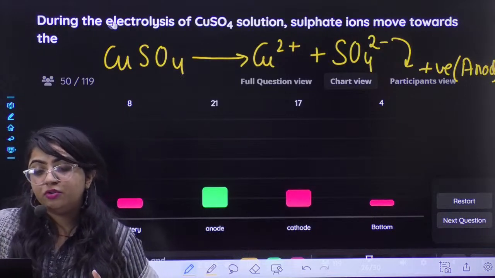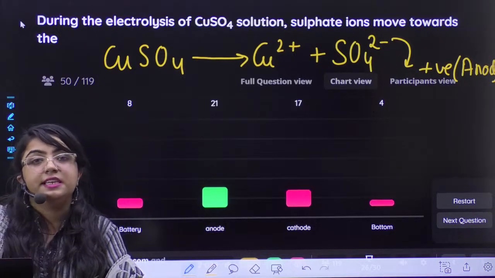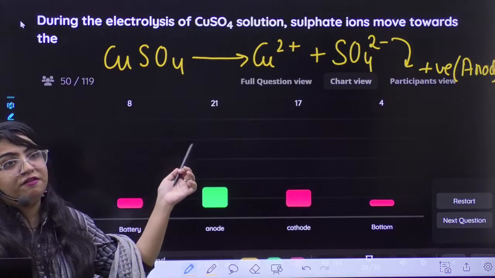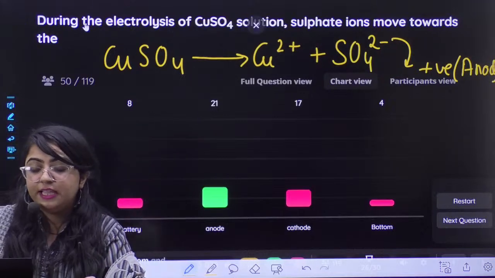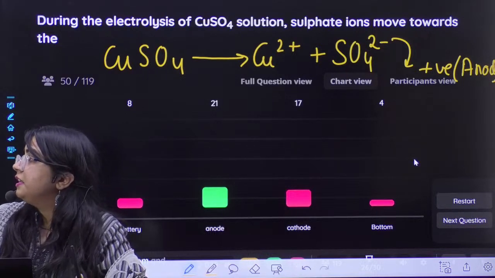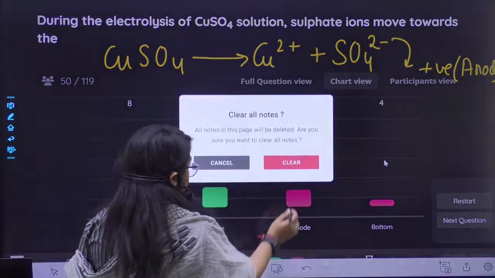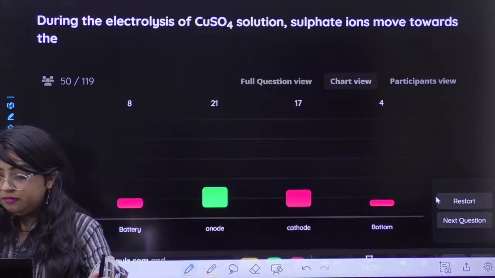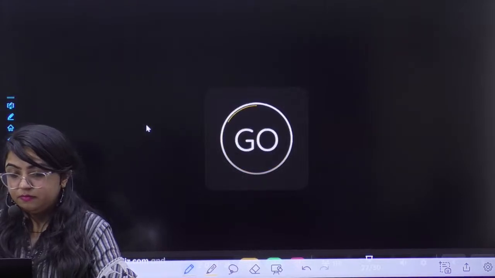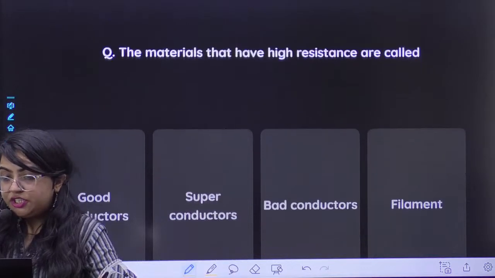And we have remembered it through the trick that CAN, where C stands for cathode and N is negative. So we can use here that as well, that sulfate is negatively charged, will move toward the positive electrode, that is anode. Is it clear? Please reply. Yes, the correct option is B. Now, the next question. Read the question. This is easy one.